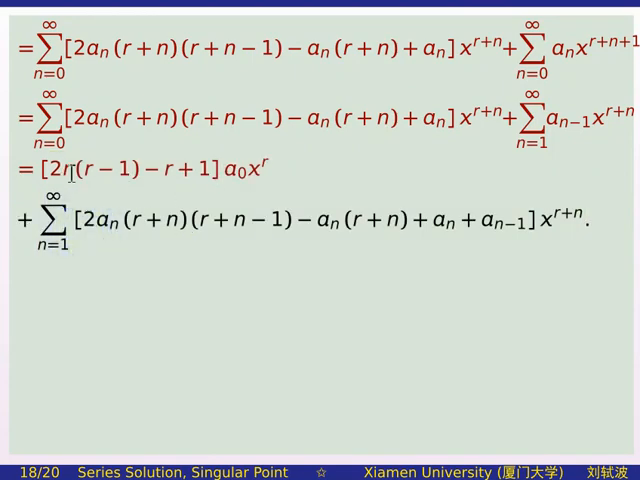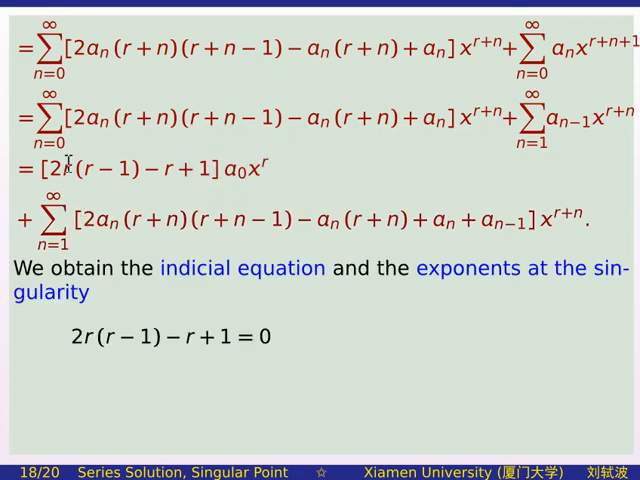Therefore every term must be 0, because every coefficient of the power of x must be 0. So 2r(r minus 1) minus r plus 1 must be 0. Okay, this must be 0.